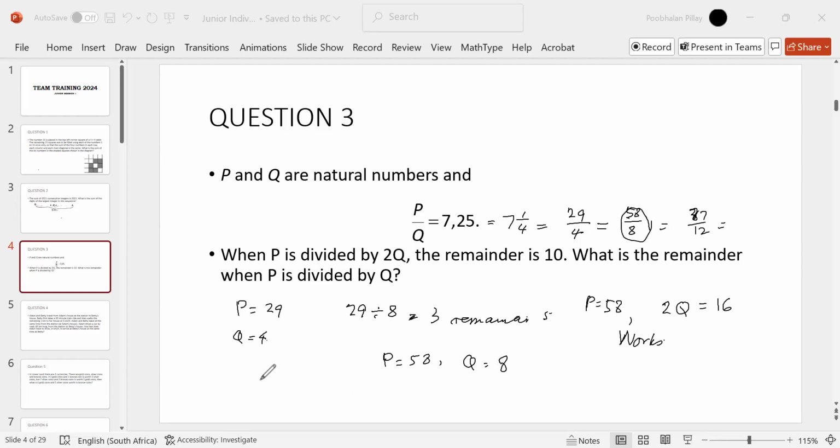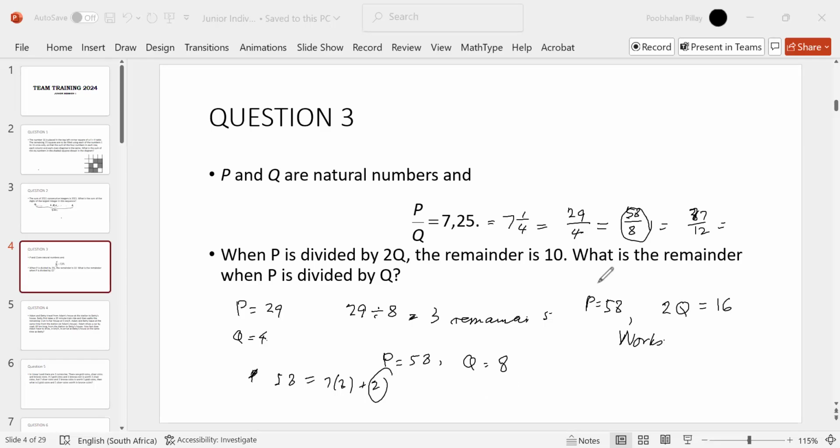So when P is divided by Q, 58 divided by 8 is 7 times 8 plus 2. So the question is, what is the remainder when it's divided by Q, and the answer is 2.